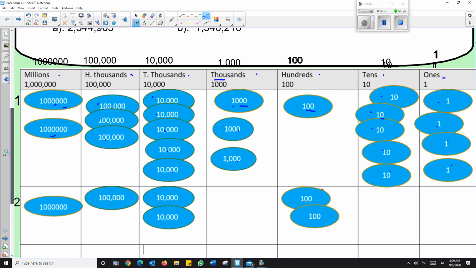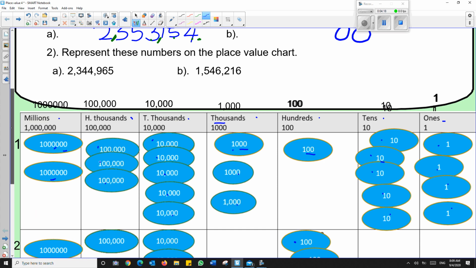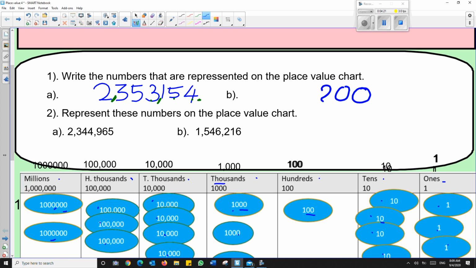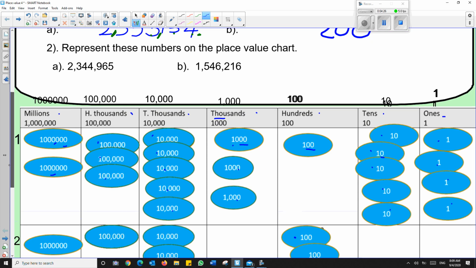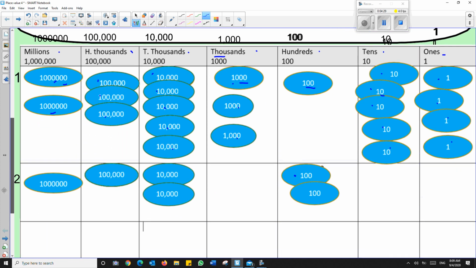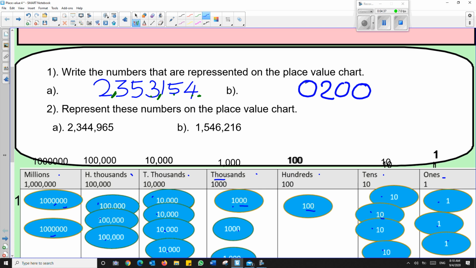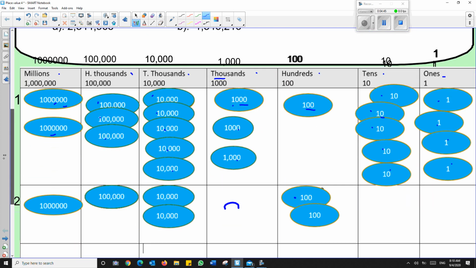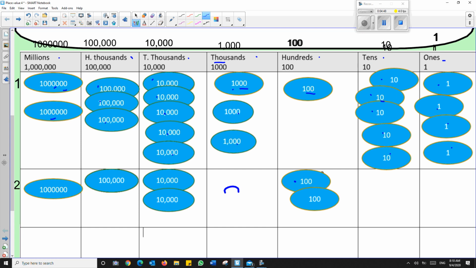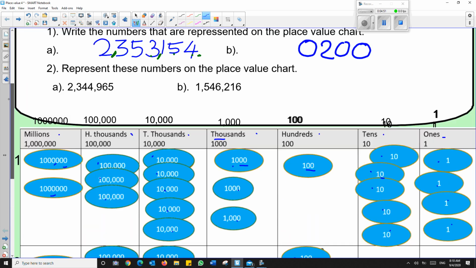Again, how many hundreds are there? There are 2 hundreds. So in the hundreds column, write 2. Then how many thousands are there? There's nothing. So we put a 0 to hold that position for thousands. How many 10,000s are there? 2 10,000s. So write 2.